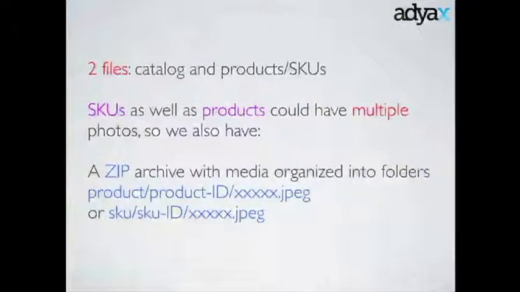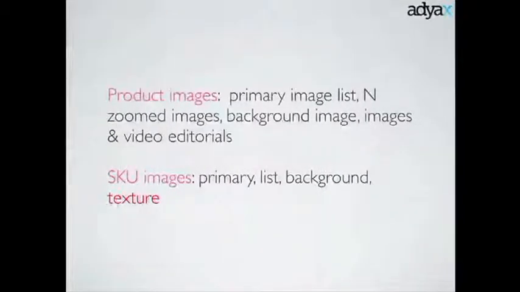You have two files, actually: the catalog, like categories and subcategories, and another file for the SKUs. You also have to support the big zip archive for media, because you have a lot of images. For each product, we have 5 to 10 images, so you have to upload those too. For example, for product images, we have the primary image list, several zoomed images, and a background, because when you present a lipstick, you want something red in the background. When you present a perfume, you want something white. So you have this background image. And of course, it's all responsive, so you have different formats.